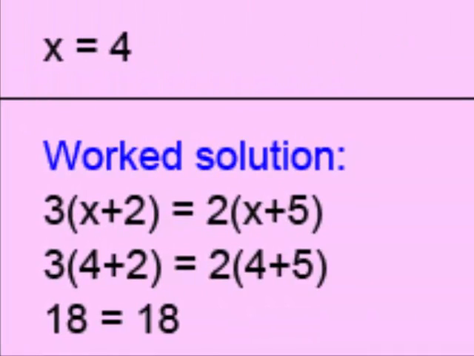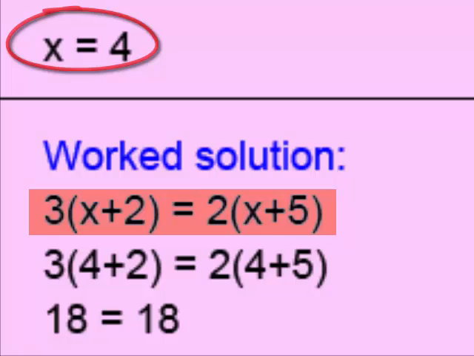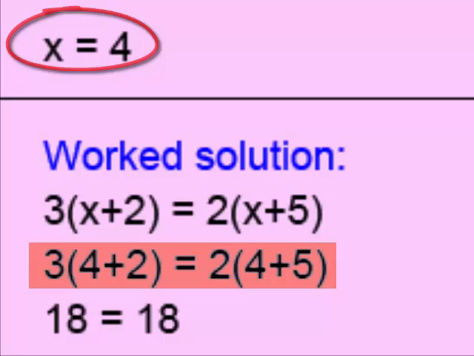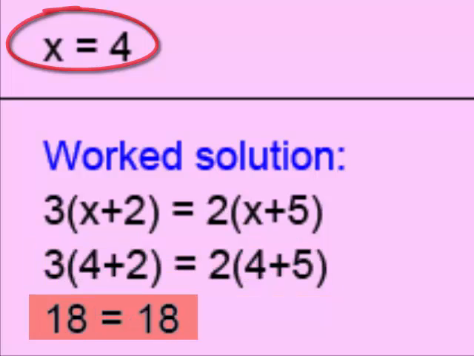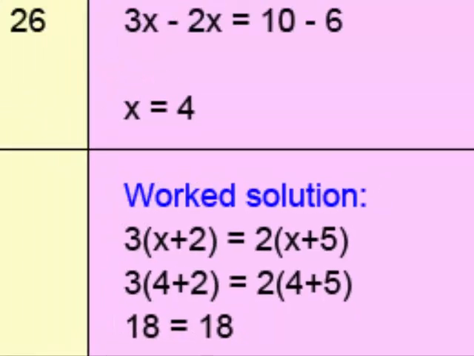Again, in our last example, we found a value for x which was equal to 4. If we place this value of the x back into the brackets and work the brackets out, we can ascertain whether this value is correct. In our original brackets, with 3 upon x plus 2 equals 2 upon x plus 5. When we place the value for x into the brackets, we have 3 upon 4 plus 2 equals 2 upon 4 plus 5, or 18 equals 18. Again, this expression is true. Therefore, the value we find for x of 4 is the correct value.